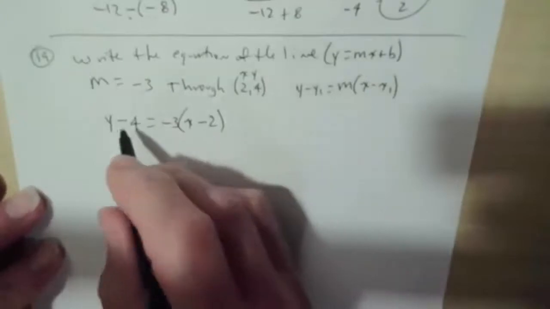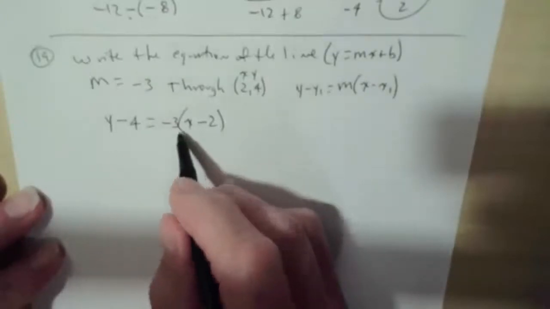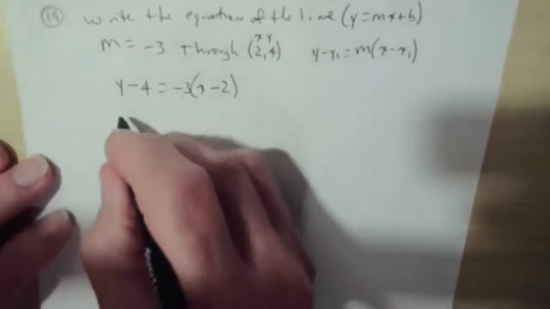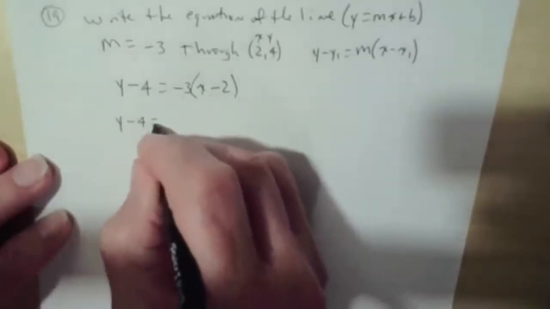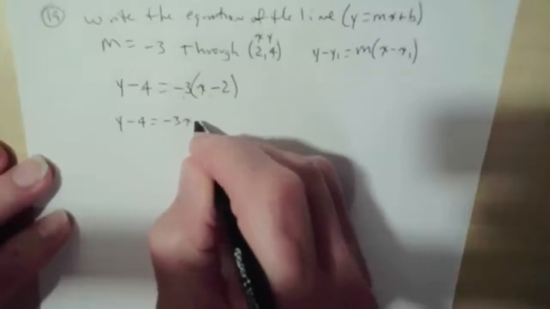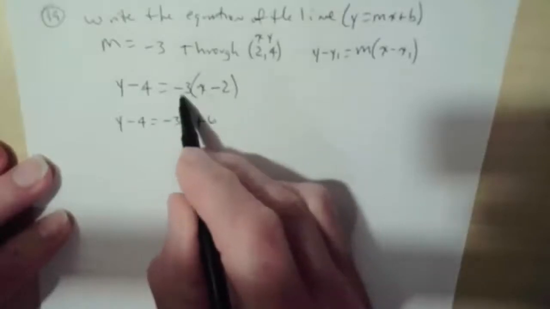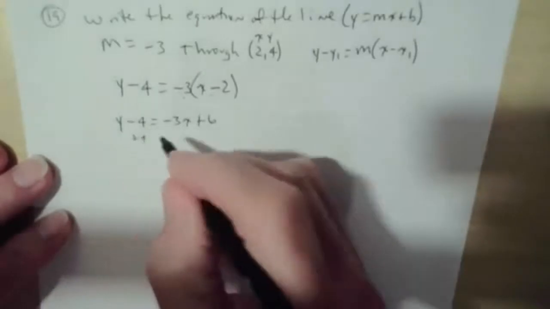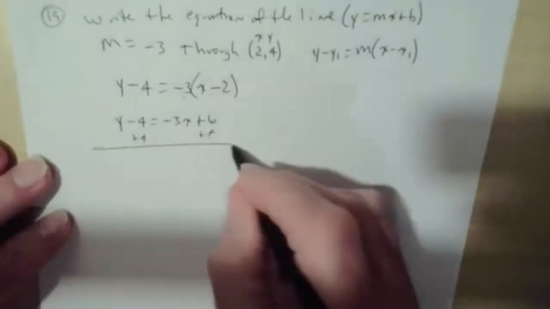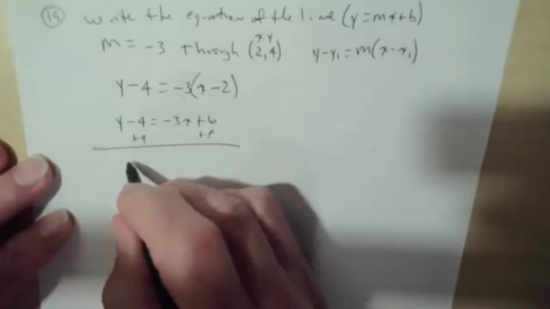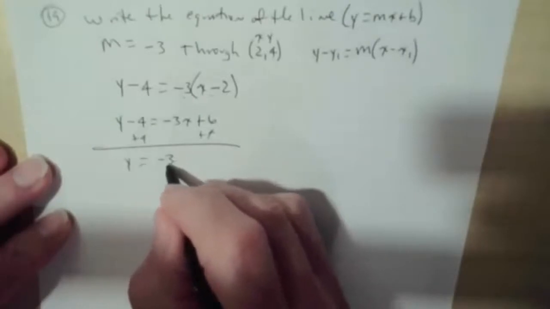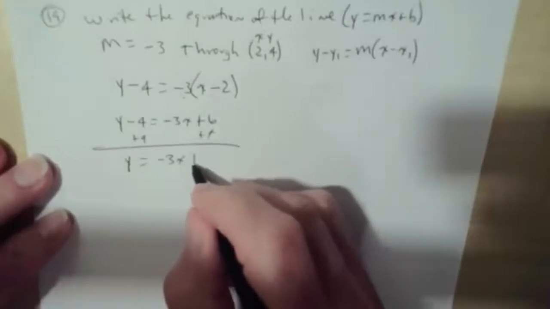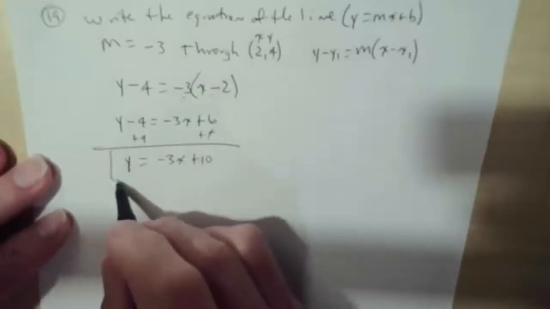Okay, so here we're going to distribute the -3 over everything inside here. So we get y minus 4 equals -3x plus 6. -3 times -2 is a positive 6. And we add 4 to each side. And we get y equals -3x plus 10, I think.